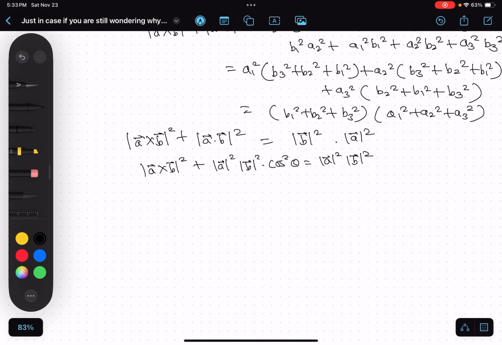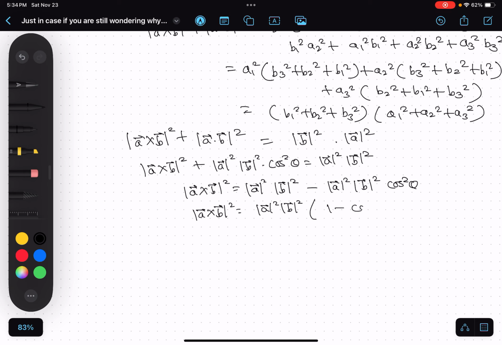Okay, now if you take this to the other side, a vector cross b vector square will just be magnitude of a vector square magnitude of b vector square minus magnitude of a vector square magnitude of b vector square cos square theta. Now if I take magnitude of a vector square magnitude of b vector square common, 1 minus cos square theta, and guys, that's where we see how it's being proved.